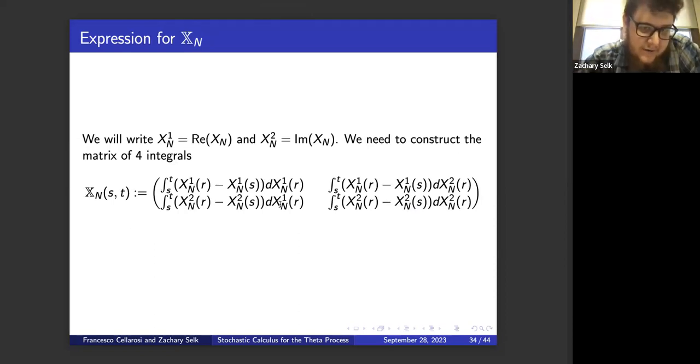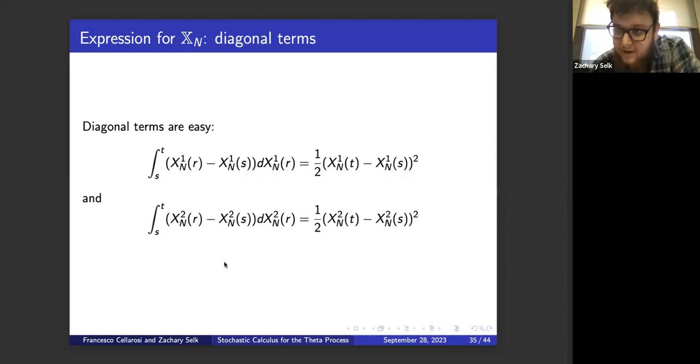And let's go to an expression for X_n. Because the theta process is complex valued, it has two parts, the real part and the imaginary part. And we're treating this as kind of an R^2 valued process, right? And again, the rough path is this matrix of integrals where we have real d real, real d imaginary, imaginary d real, and imaginary d imaginary, right? And we need to construct all four of these in order to construct a rough path above X.